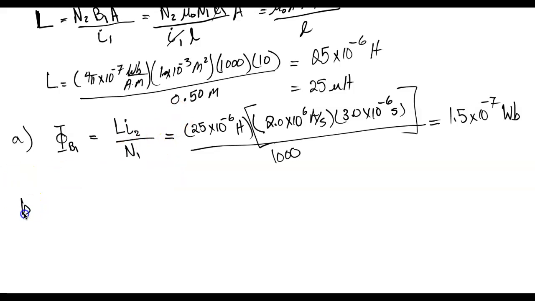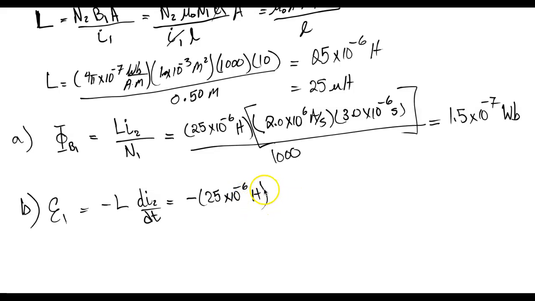And now for part B, the induced EMF is minus the inductance times the derivative of the second current, sorry. So this is minus 25 times 10 to the minus 6 henries. The derivative of the second would be the 2.0 times 10 to the 6th amp per second. The derivative of t with respect to t is 1, and that gives us minus 50 volts.